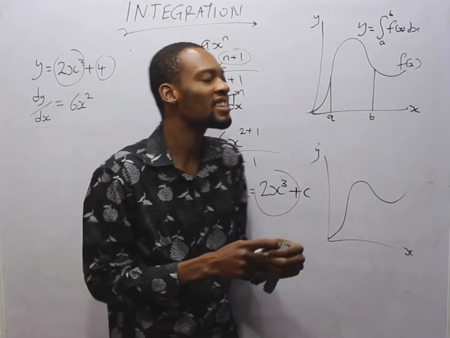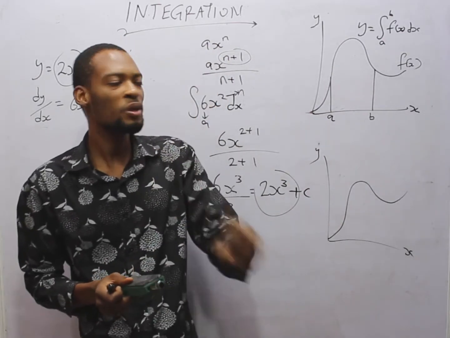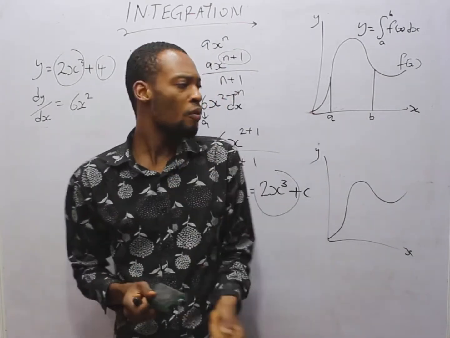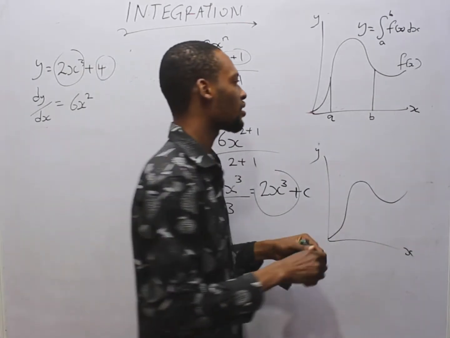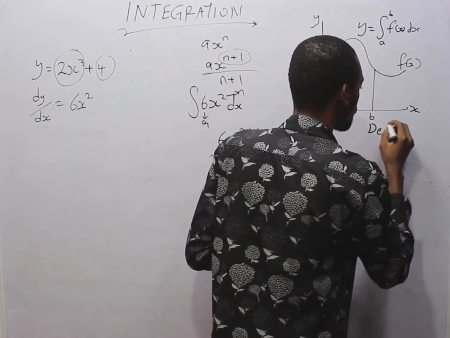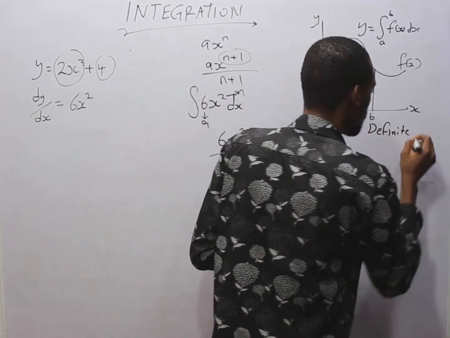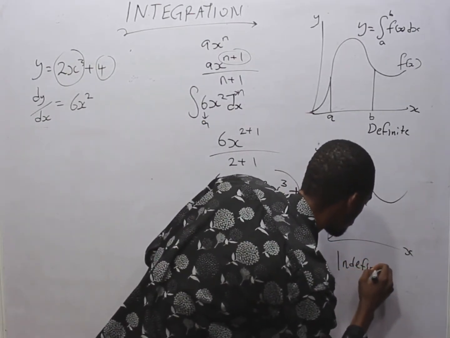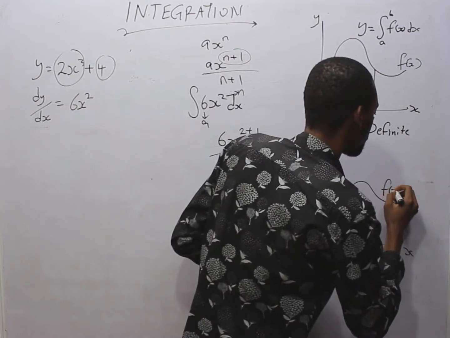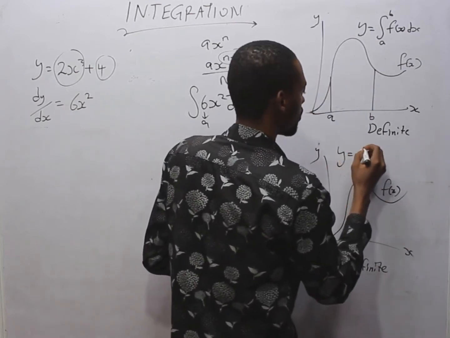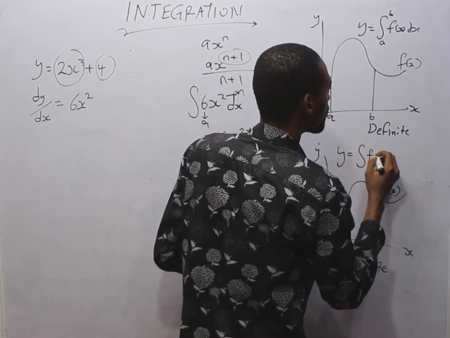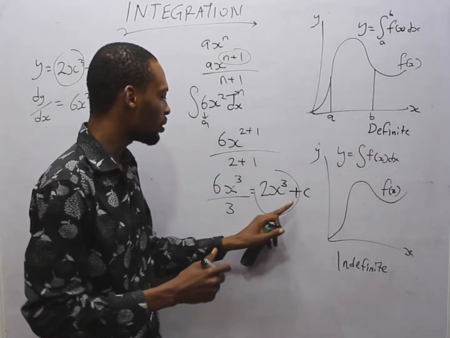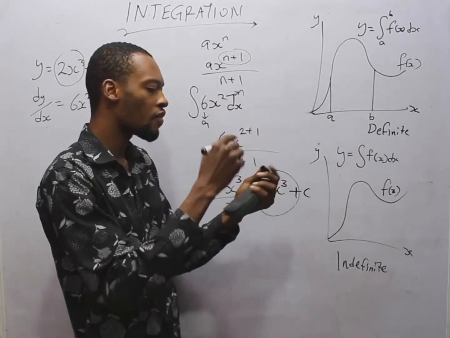When solving for a definite integral, we don't need to add plus c, because definite integrals enable us to find the constant. But for indefinite integrals, this is the function of s. So y is simply equal to the integral of the function of s ds. After integration, you add plus c because you are not given the limits.